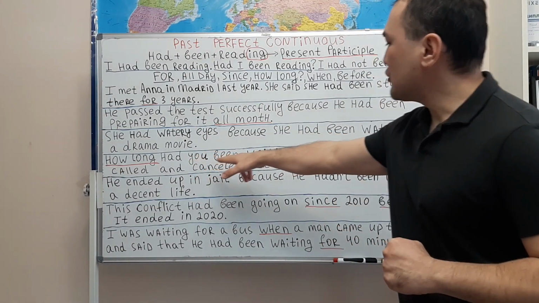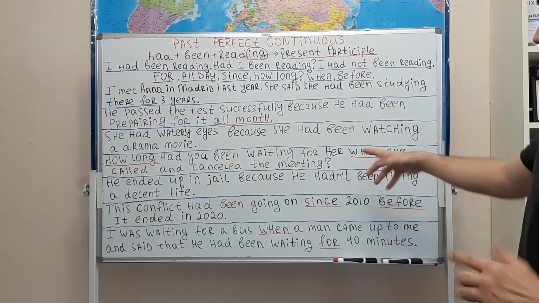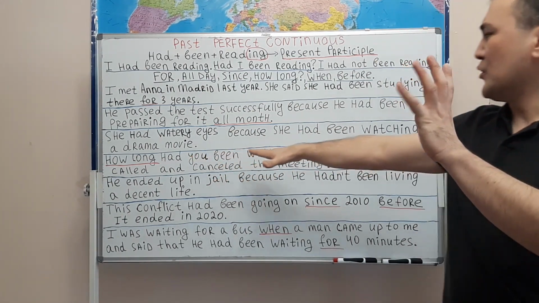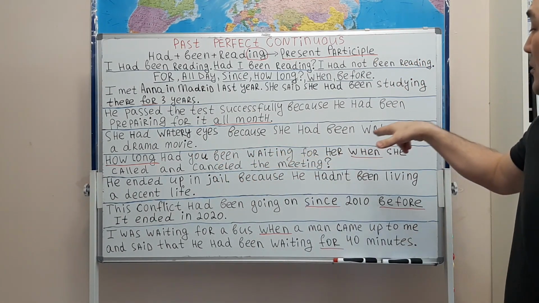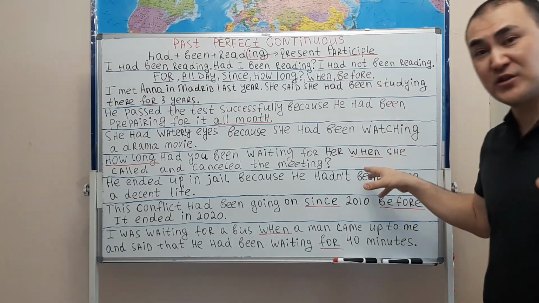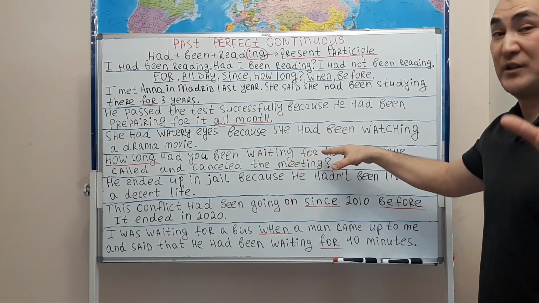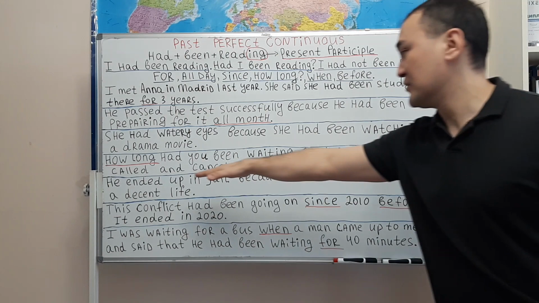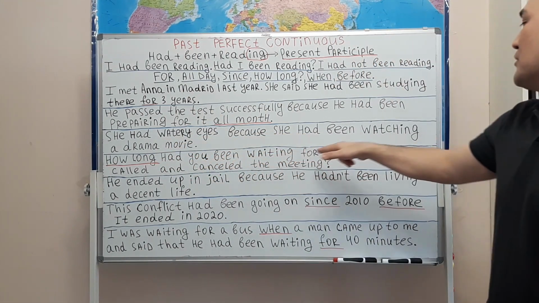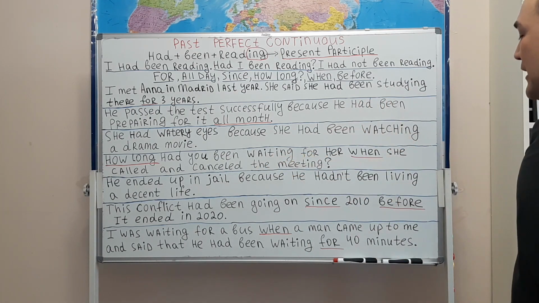How long had you been waiting for her when she called and canceled the meeting? All right. So actually, he started waiting for her, and he had been waiting for some period of time, and then he stopped waiting when she called and canceled the meeting. Okay, when and before here, as I mentioned before, stop the action. They stop the past perfect continuous action in the past, and let another action happen in the past. So past perfect continuous had been going on and stopped here when she called and canceled the meeting. When stops the action.